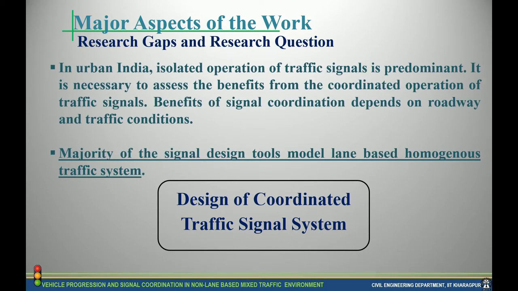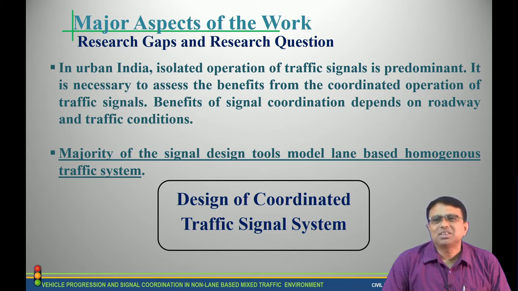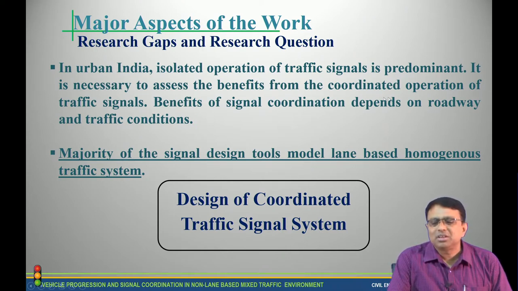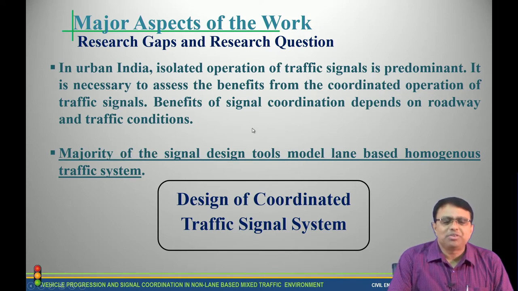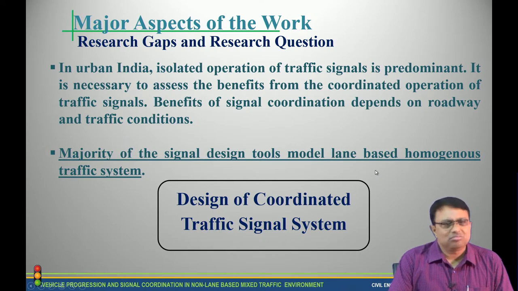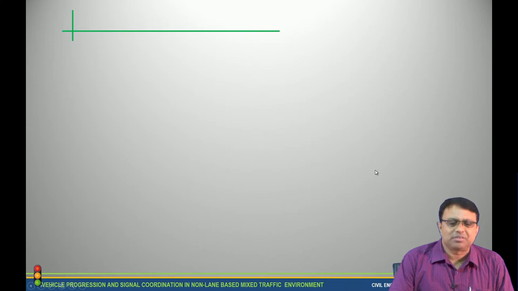In this context, as I have told in the previous slides, what is the research gap on the pertinent research questions that we identified. Here also, in urban India, isolated traffic signals are predominantly used, and therefore it is necessary to assess the benefit of coordinated operation of traffic signals, and how much benefit we can get, how much the traffic volume and composition influence all this decision making and also the benefit. And the majority of signal design tool models are for lane-based traffic, not non-lane-based heterogeneous traffic systems. So our traffic and control scenario is different.